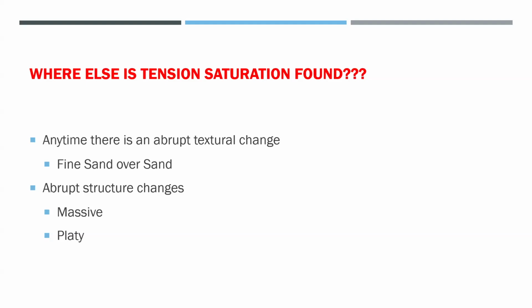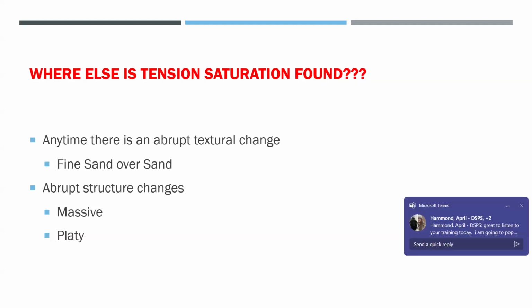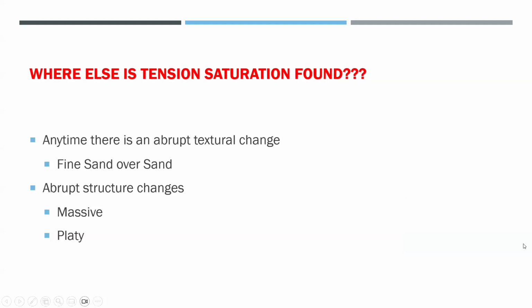So where else could we find tension saturation that might occur? Anytime there's an abrupt textural change. I've seen it in the Stevens Point area, very fine sand over fine sand, or fine sand over sand. We can get a textural change that would be enough to show possibly some redox. Any abrupt structure changes, massiveness, platiness, sometimes the plow plane at the bottom of an A horizon where it's platy from implements going across, the old moldboard plows causing problems. We might see a structural change and some redox associated with that.